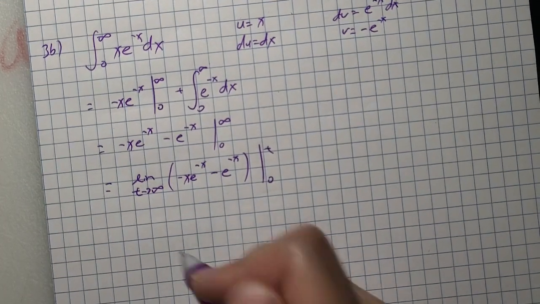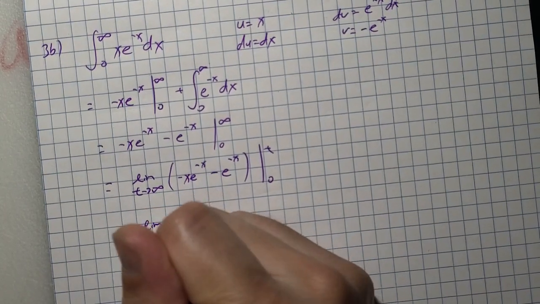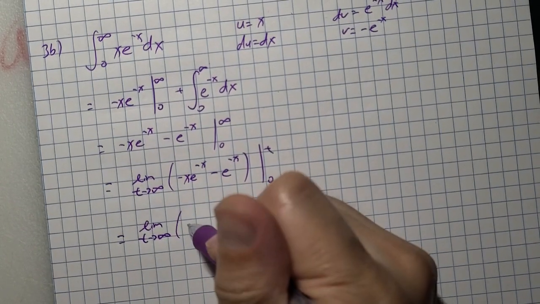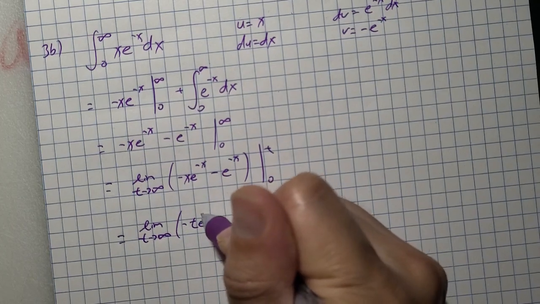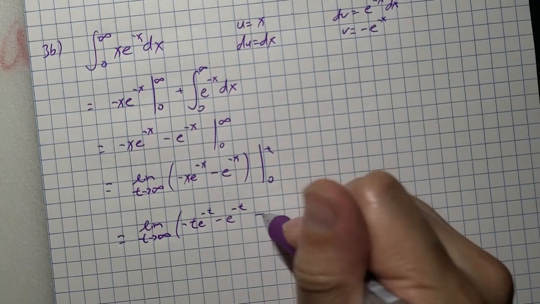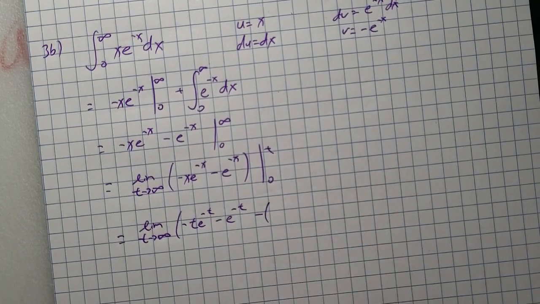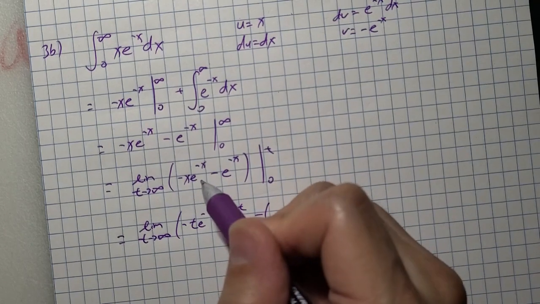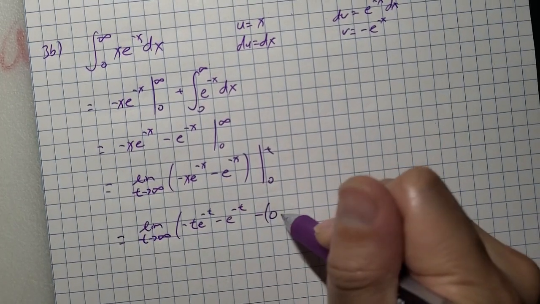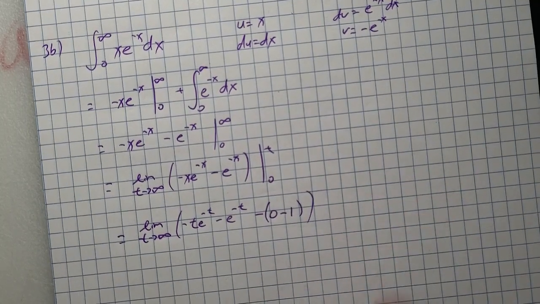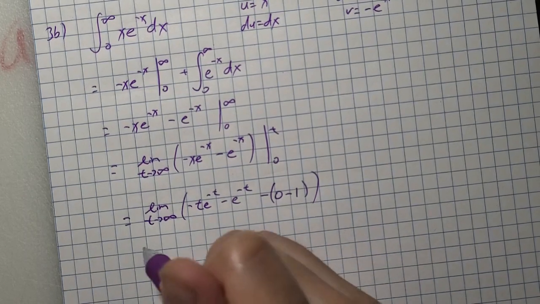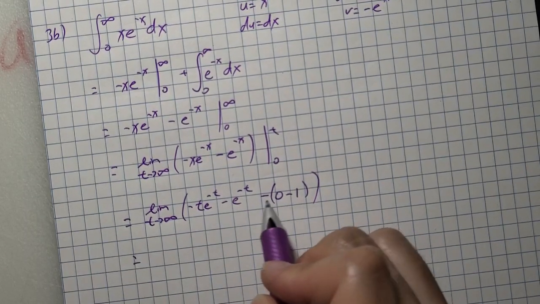So let's do the fundamental theorem of calculus. Limit as t goes to infinity of minus t e to minus t minus e to minus t minus... When we plug in 0, we get 0 times something, which is 0. 0 times 1, which is 0. And this is 0 minus this guy, which is still 1. Okay? So we can say this would become positive 1.